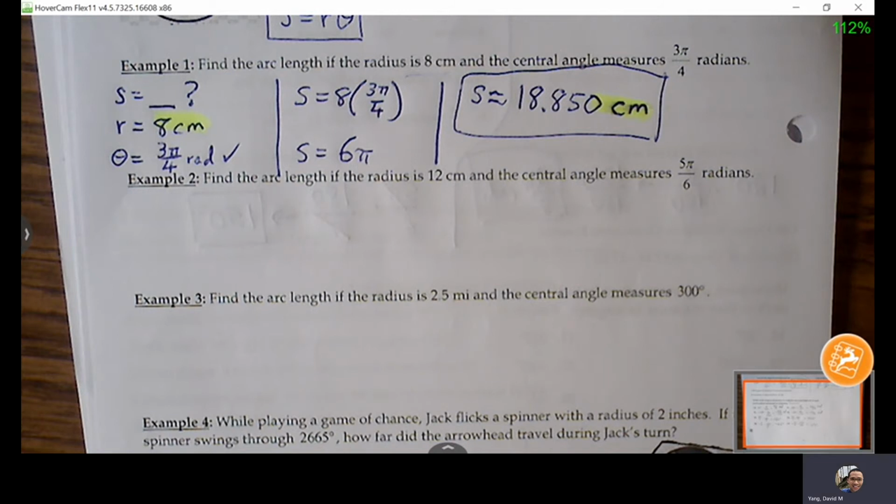If you get done with 2, then try 3 and 4 and see if you can recognize what additional step is required for 3 and 4. Okay, but I'll put 2 up in a second.